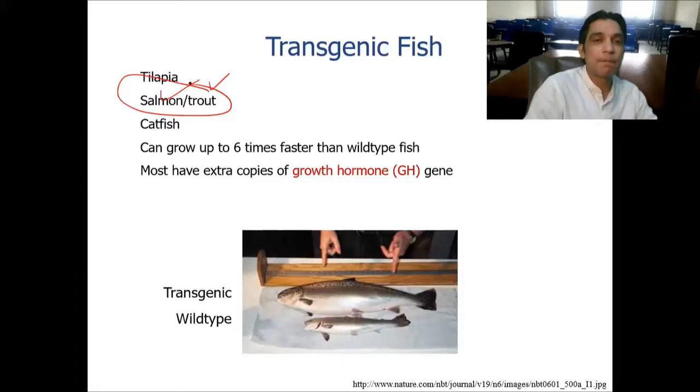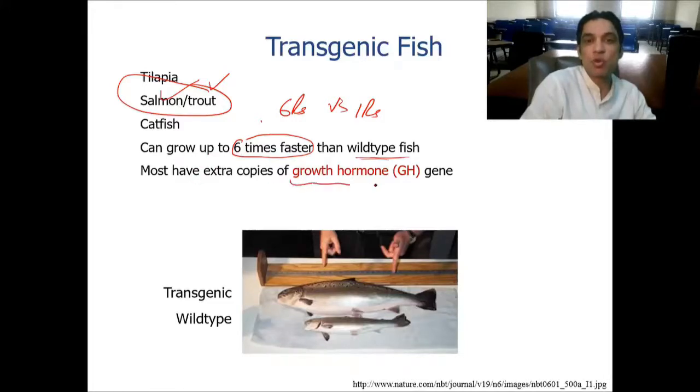And the transgenic fish can grow 6 times faster. Imagine, it's like 6 times more business, 6 times more meat. And that will make the farmer a very rich guy, as compared to the person who is growing the wild type fish. Earning 1 rupee versus earning 6 rupees, big difference. The reason why that fish is able to grow 6 times more is because it has an extra copy of the growth hormone.